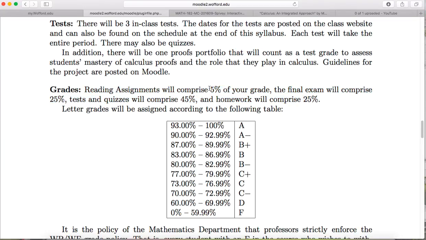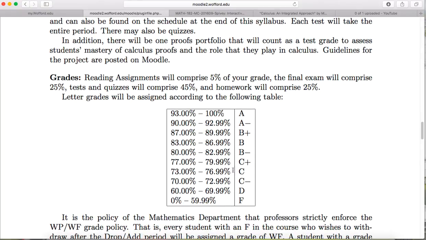Here is how the grade weighting works. Reading assignments will comprise 5% of your grade. Final exam is 25%. Tests and quizzes will be 45%, and homework will be 25%. And that's how I will assign grades at the end of the class.